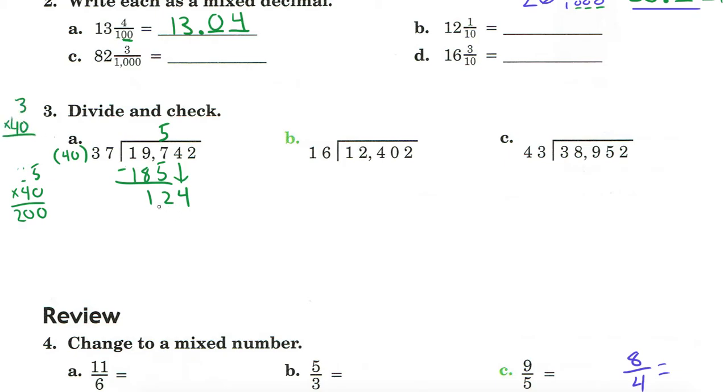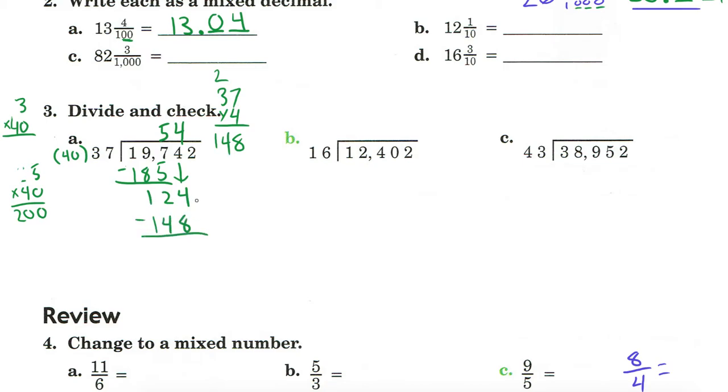Okay, so I can round this to 120, right? I know that 40 times 3 equals 120, so 4 would probably be a good place to start to see if it'll work. 4 times 37 is, let's see, 4 times 7 is 28. 4 times 3 is 12, 14. It's 148. Oh, so is 4 the right answer?